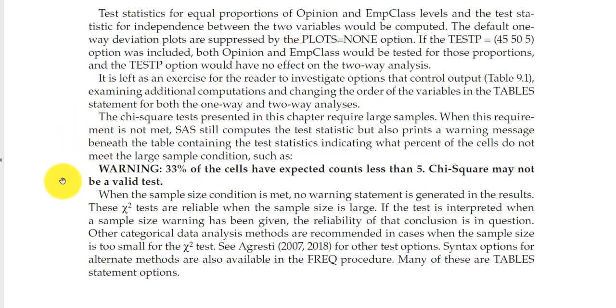In your text, this is discussed, and so whatever percentage of the cells have expected counts that are too small, it'll indicate what that percentage is. And so therefore your chi-square test may not be valid, and so that's whenever you want to look at one of these small sample tests that are available or overviewed in the Agresti reference or a categorical data analysis course.